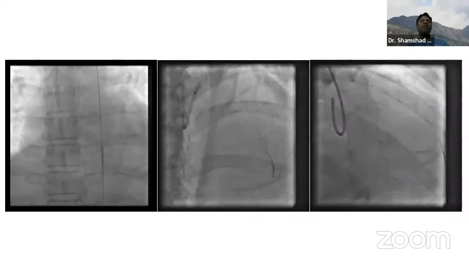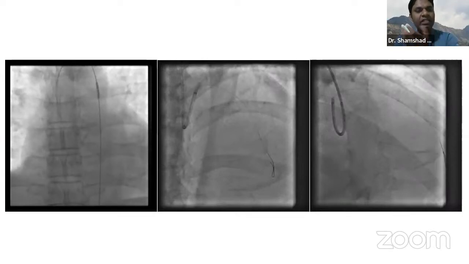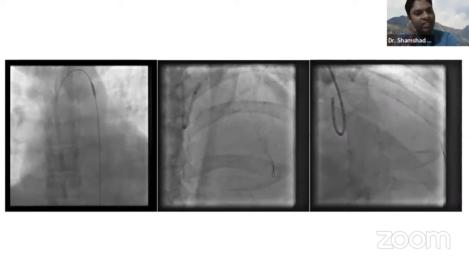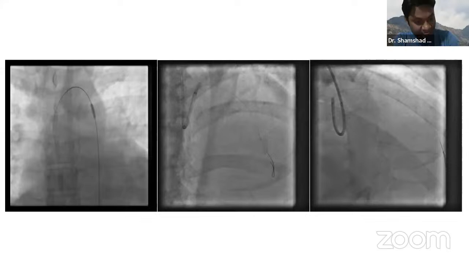So after getting the angiogram, we quickly discussed with the family whether they wanted to go for an urgent CABG, because that facility was available at that time. The patient was having severe mitral regurgitation in this case also.